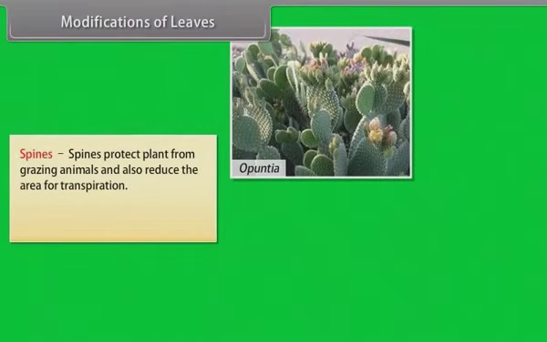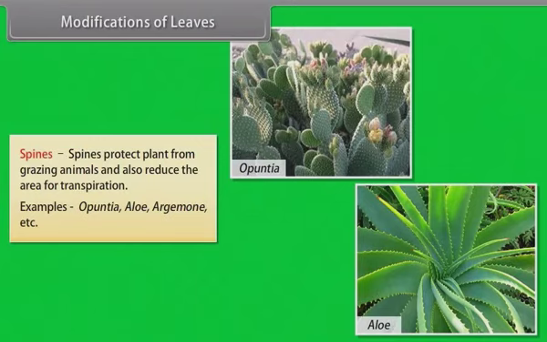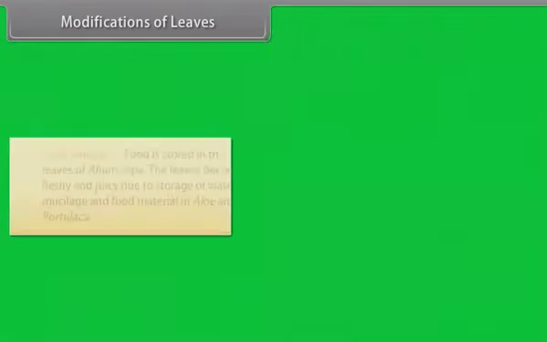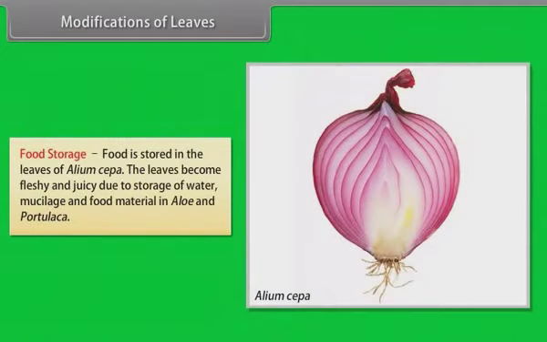Spines. Spines protect plant from grazing animals and also reduce the area of transpiration. Examples: Opuntia, aloe, argemone, etc. Food storage. Food is stored in the leaves of Allium cepa. The leaves become fleshy and juicy due to storage of water, mucilage, and food material in aloe and portulaca.